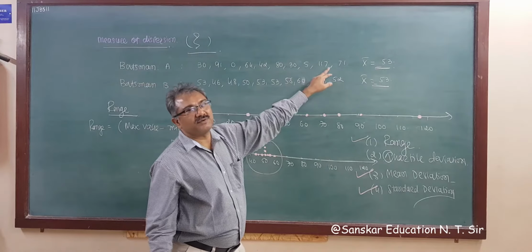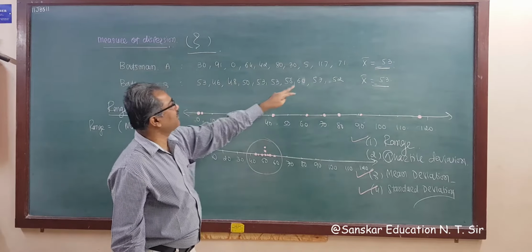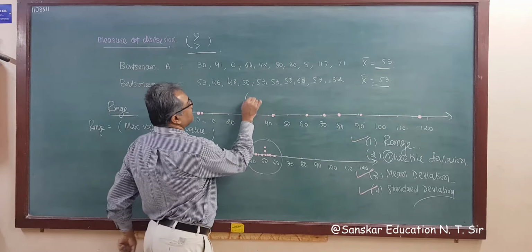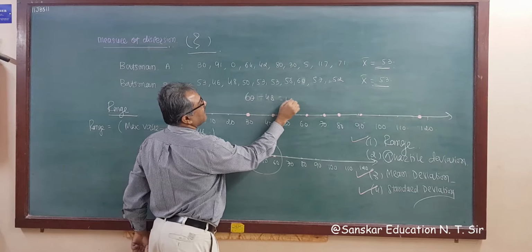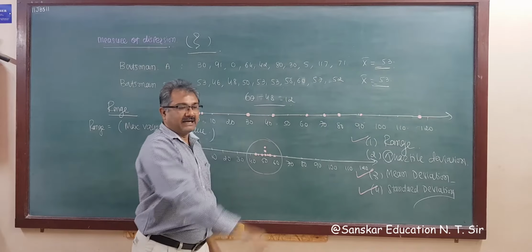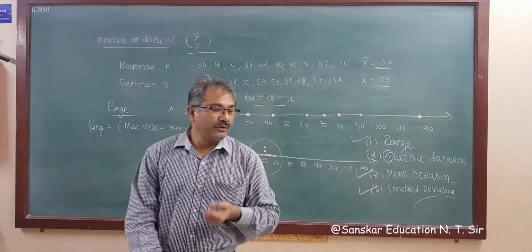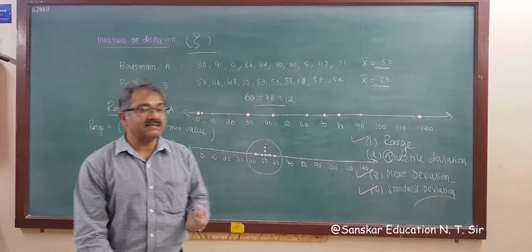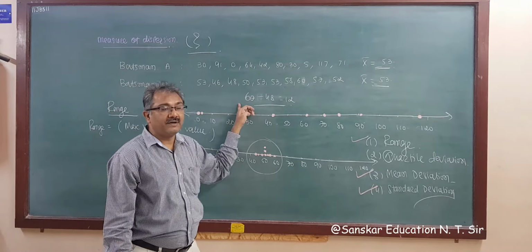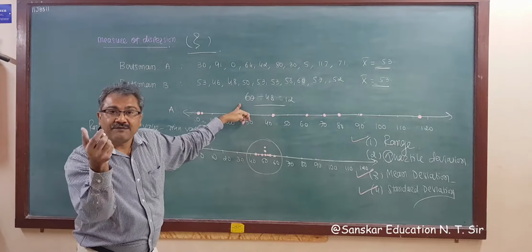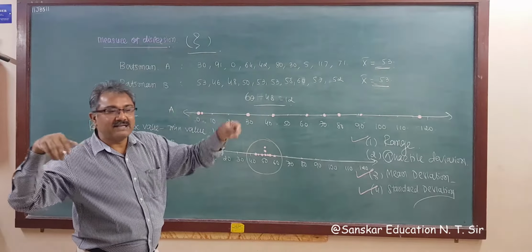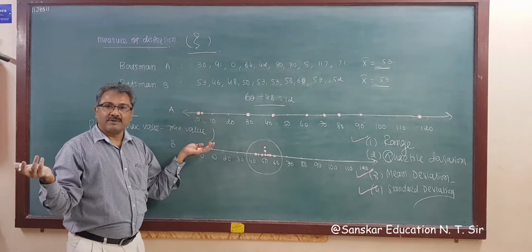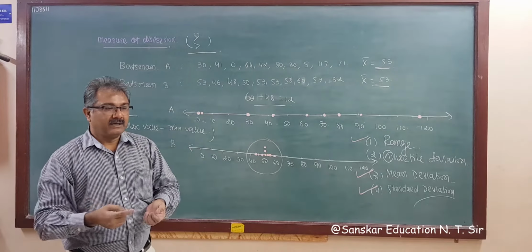So the range of this observation is 117, and for this one it is 60 minus 48, that is 12, for the given data. Now we know that the range gives us a rough idea about the variability, or the scatteredness, of the given data.